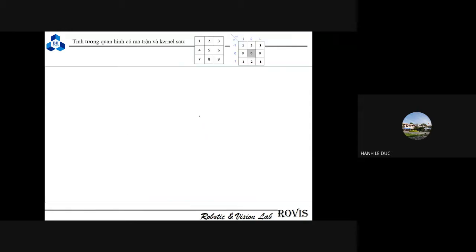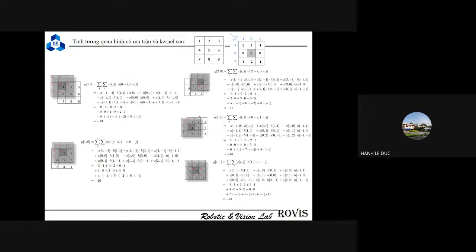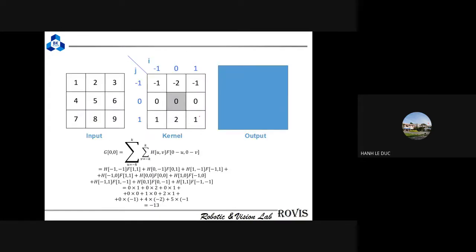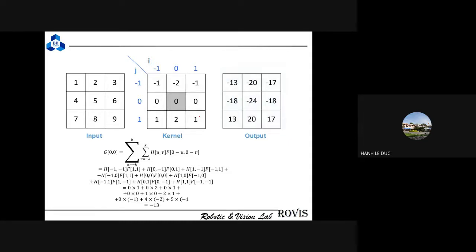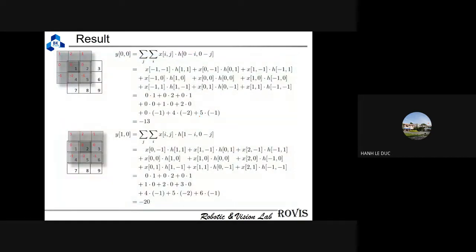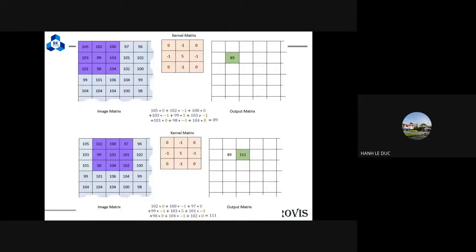Okay. So for example, this one is an example of correlation, right? It is similar to the previous example, so I think you can have a look at this, and then maybe you can study it by yourself at home. Okay. So this is the example of convolution. This is also another example.